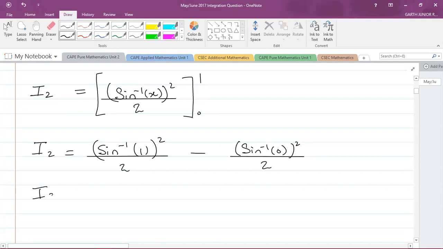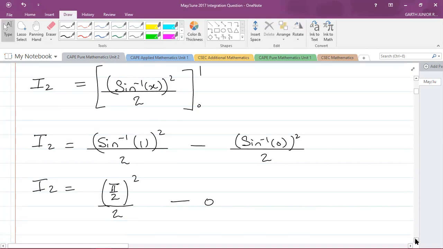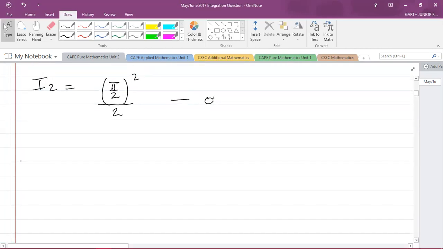Great. I2 is now equal to, so you can just put this value into your calculator, right? The sine inverse of 1 is actually pi over 2 radians, all right? So that's pi over 2. Remember that we're squaring, all right? We're squaring that, and we're dividing by 2, right? Minus the sine inverse of 0 is 0. So 0 squared is 0, and 0 divided by 2 is 0. Okay? Good. Let us now simplify this now.